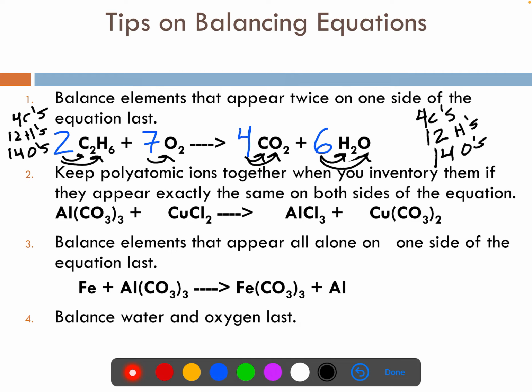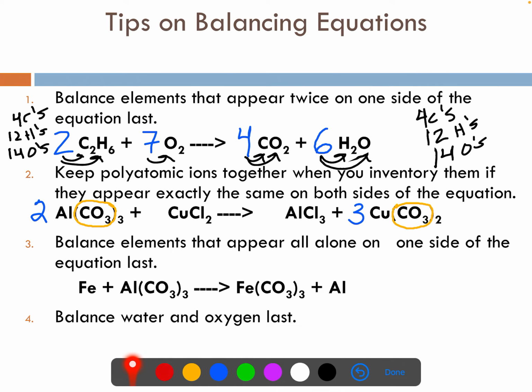Okay? Tip number 2. Keep the polyatomic ions together when you inventory. So if we look here, CO3 is a polyatomic ion, and it's over here as well. That makes balancing easy. I can say, all right, I've got 3 CO3s over here and 2 on that side, so I want to put a 2 here and a 3 here, right? Because this now gave me 6 CO3s, and 3 times 2 is 6 CO3s.